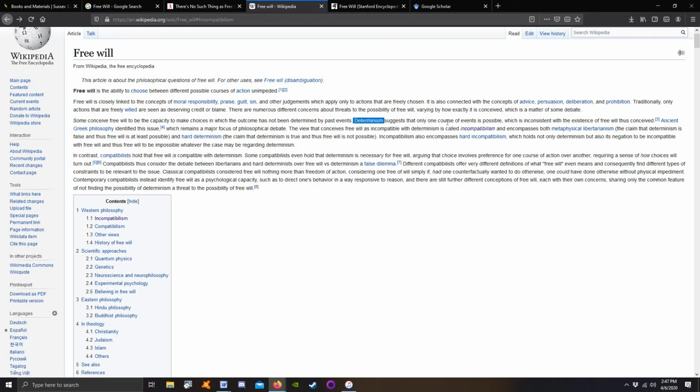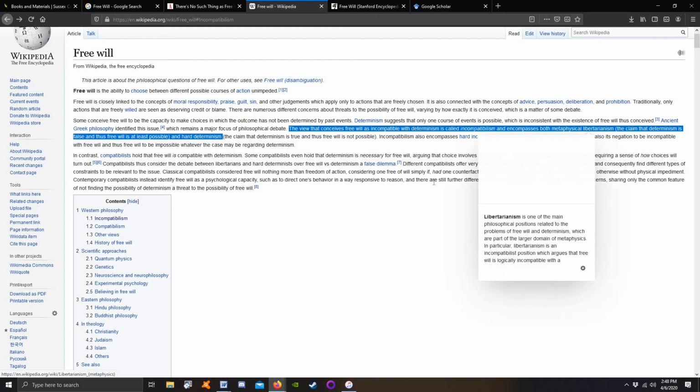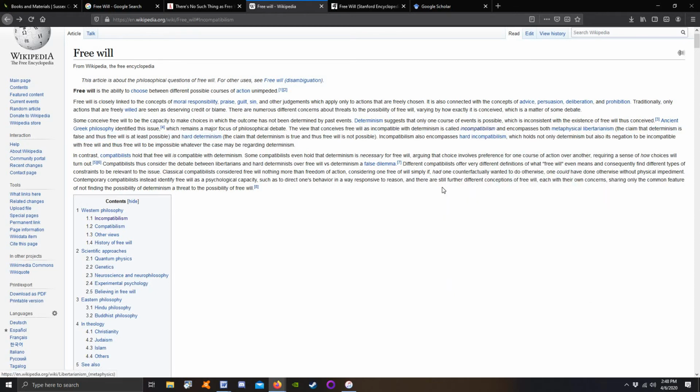Even if you just look at these ideas up here, here is a description of the different positions. Determinism suggests that only one course of events is possible, which is inconsistent with the existence of free will. Ancient Greek philosophy identified this issue. The view that conceives free will as incompatible with determinism is called incompatibilism and encompasses both metaphysical libertarianism and hard determinism, i.e. we definitely don't have free will, and we definitely do have free will. So already we have a rough idea of some of the major positions, and again, because it's Wikipedia, they're all links.